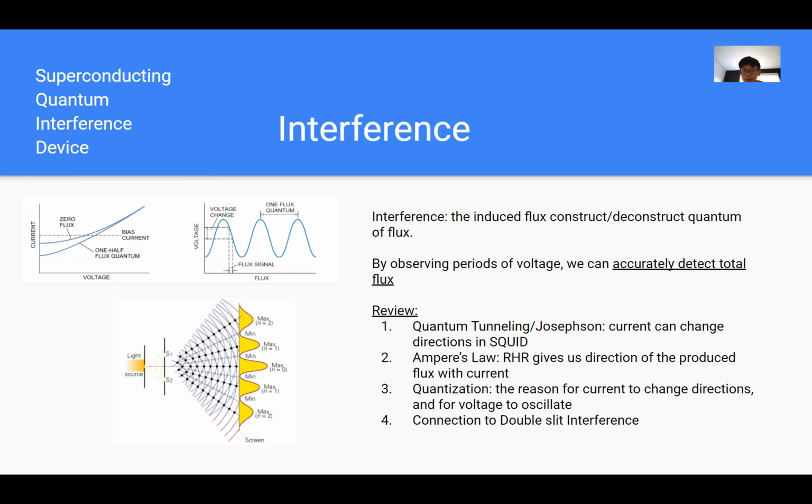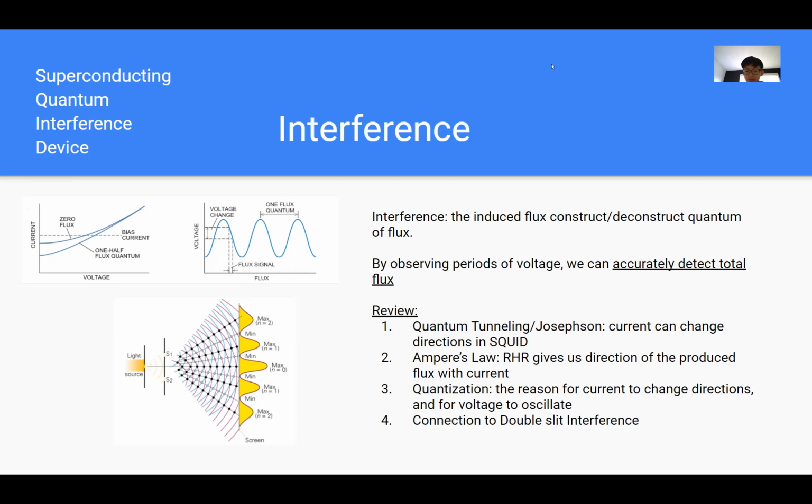So to sum it up, at the end, we can detect total flux because each period of those flux versus voltage values is one quantum of flux. So that's how precise we can go. We can count these periods and we can know the total flux, what it is. So yeah, it can help us a great deal in measuring small flux, small magnetic fields.